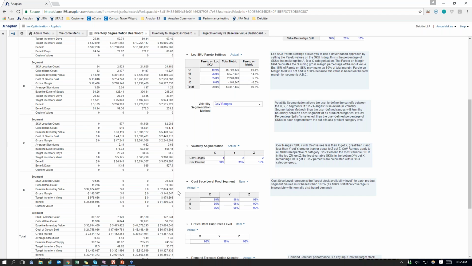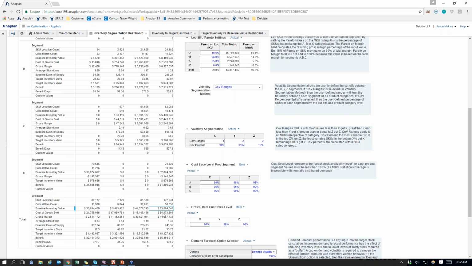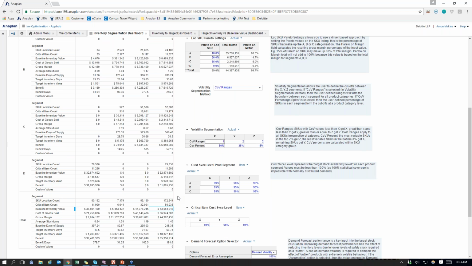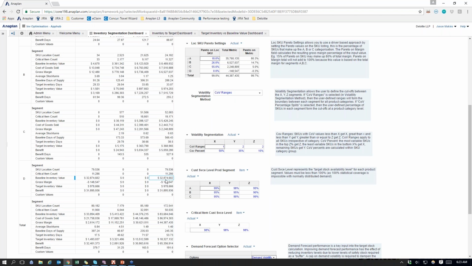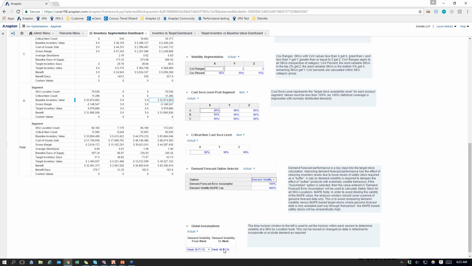If I scroll to the bottom here, we're looking at a baseline inventory value. Currently we're holding about $84 million of inventory. And if I look at my D SKUs, we've actually got $32 million of inventory that hasn't moved in the last year. The timeline horizon that we look at is configurable. It's down the bottom here. So we've got a weekly 52-week period that we're looking at.